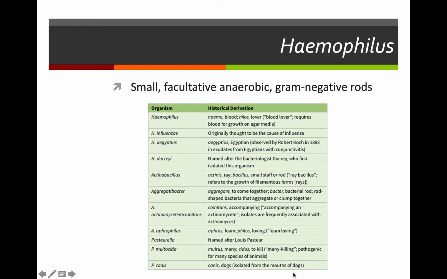The genus that I'm going to focus on is Haemophilus, but again, some of these other organisms do cause disease in humans. They are not nearly as common as Haemophilus is. So, unfortunately, just in a semester, I can't cover every single organism that's in the book. So I've chosen to focus on the genus Haemophilus instead.